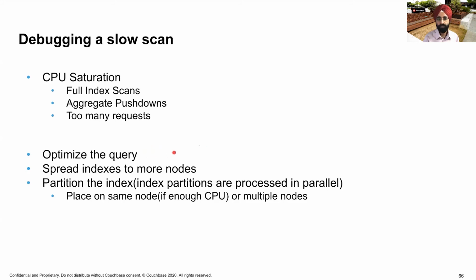And if slow scans are observed, or scans are timing out, and CPU is saturated, then either the query needs to be optimized, or if the query is already optimal and it's just that the load is high, then the indexes can be spread to more nodes, or an additional replica can be added to alleviate it if a particular index is becoming a hotspot, or an index itself can be partitioned, because index partitions are processed in parallel. So that allows better latency for the scans.